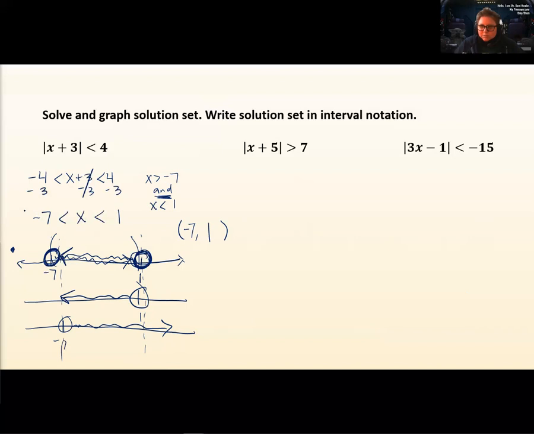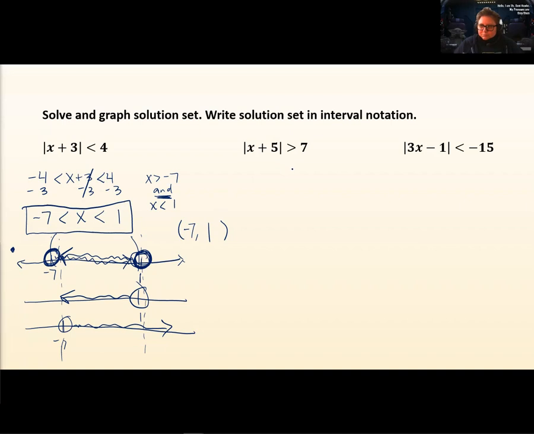Okay. So if this is what you solve for, this is where you start and this is where you end. Make sense? Yes. All right.